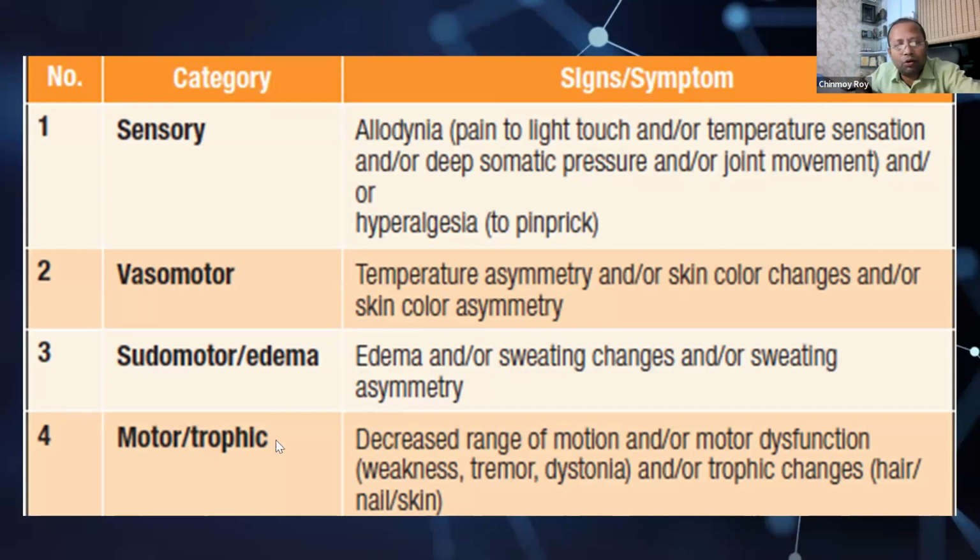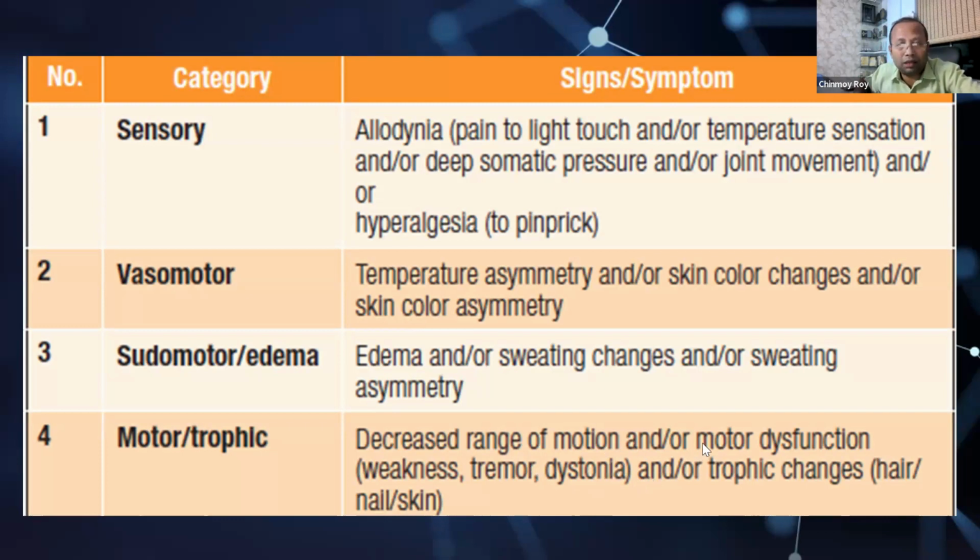Then comes motor and trophic. So as I told you, if you don't use a hand or any muscle for a long time, either hand or feet, then a patient may get these trophic changes. And of course, there are hair, nail, and skin changes. So all the changes are possible in these areas also, trophic changes, and the patient will develop weakness, tremor, and dystonia. Though dystonia is a completely different diagnosis.